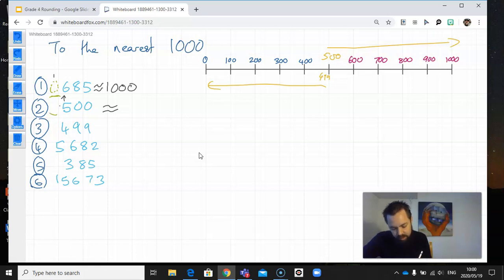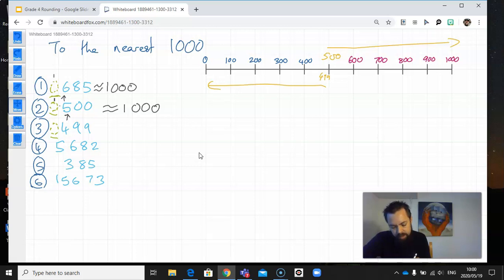Having a look at number 2, again a ghost 0 on the front. Have a look at my 5. 5 goes up, so we get another 1 in the 1,000. Everything afterwards is 0.